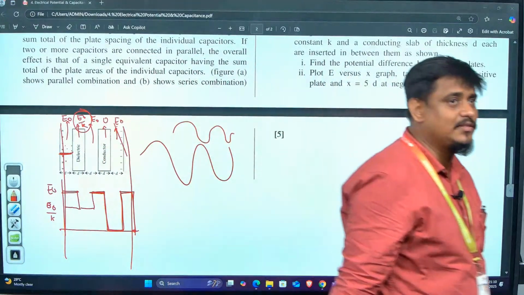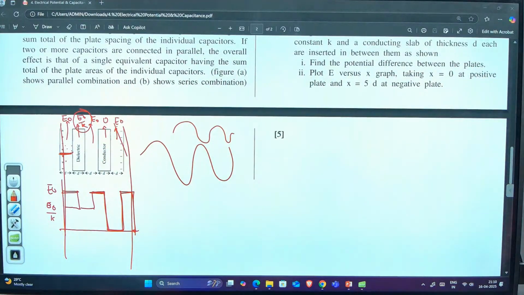Doubt is clear, Kalai Chairman and Varshita Shri? I hope your doubts are cleared. Yes, sir. Yes, sir. Okay.